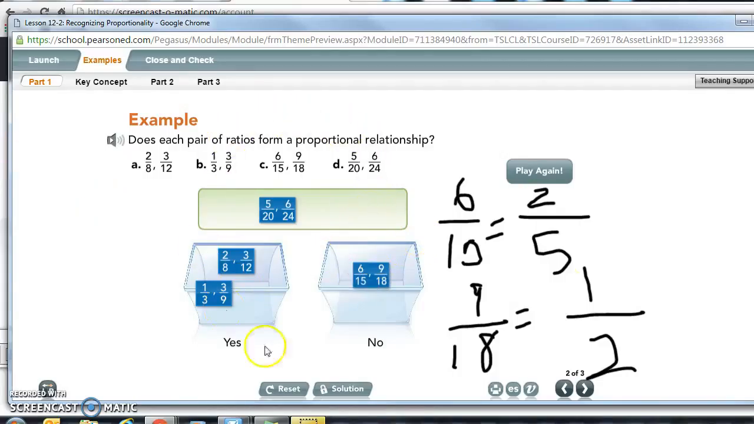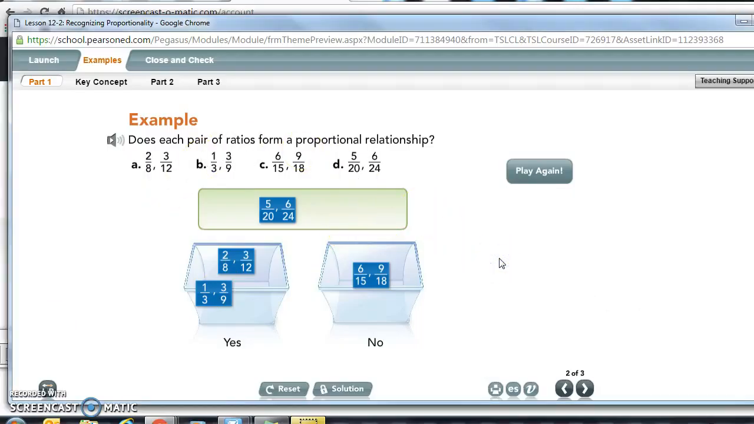So what I want you to do now is go ahead and simplify 5/20 and 6/24 and figure out if it should go in the yes column or the no column, and why is what I should see in your notes. Go ahead and freeze it, and I'm going to move on.